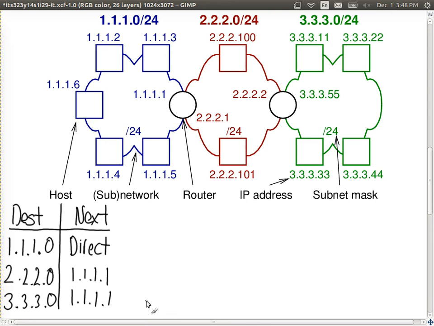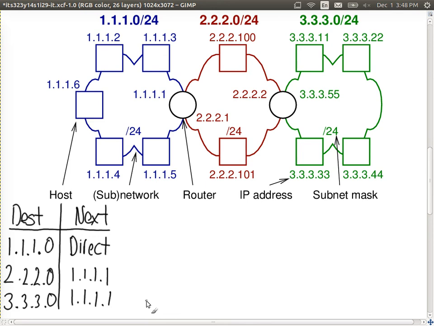So the way that we interpret this routing table now: if the destination of my datagram is anyone on the subnet 1.1.1.0, send direct. If they're on the subnet 2.2.2.0, send to 1.1.1.1, and so on. So just three entries, one for each subnet. Who drew this routing table? Can you make it simpler?